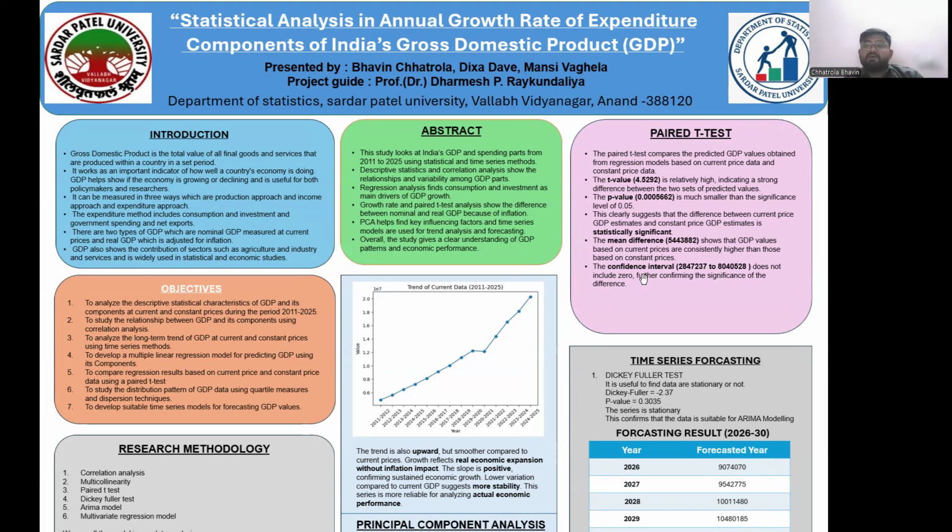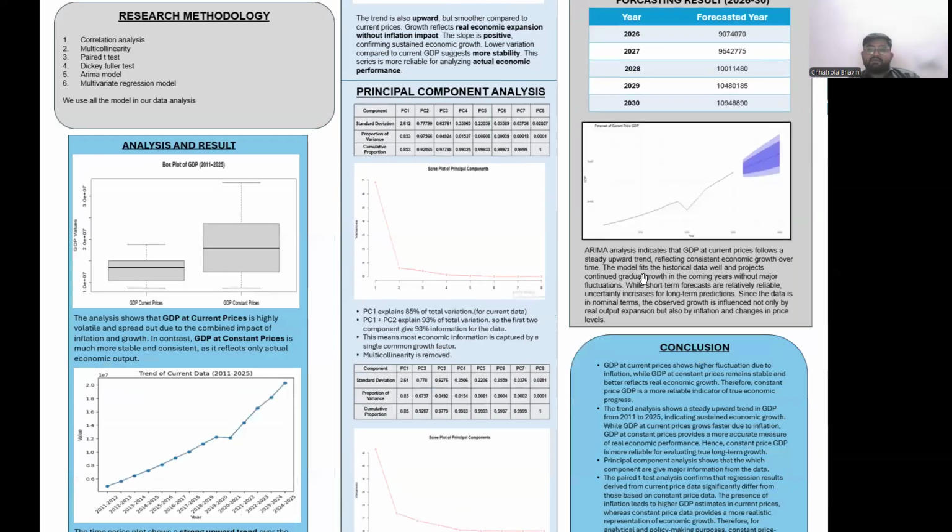of predicted values. The p-value, 0.000566, is much smaller than the significance level of 0.05. This clearly suggests that the difference between the current price GDP estimate and the constant price GDP estimate is statistically significant. The mean difference shows that GDP values based on current price are consistently higher than those based on constant price. The confidence interval does not include zero, further confirming the significance of the difference.